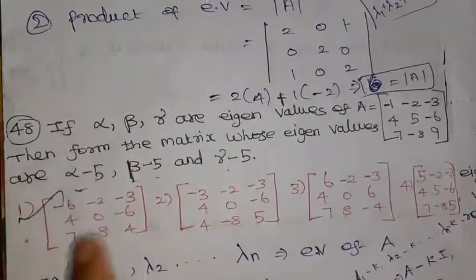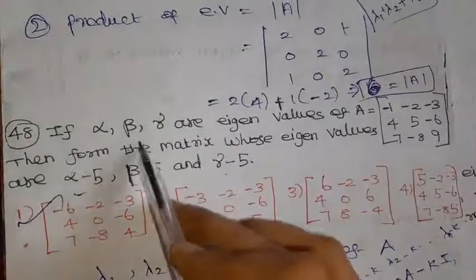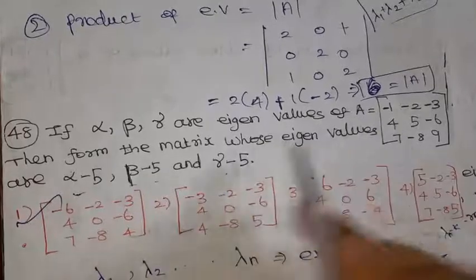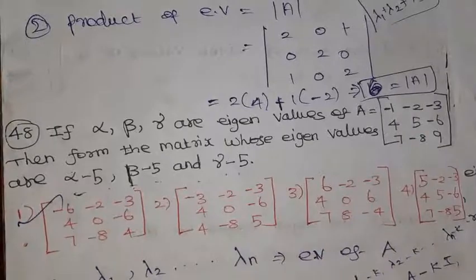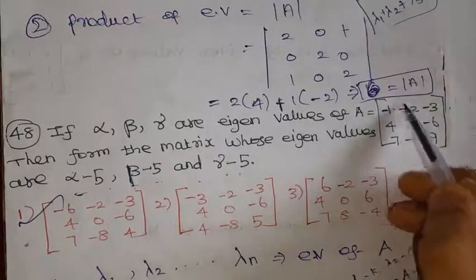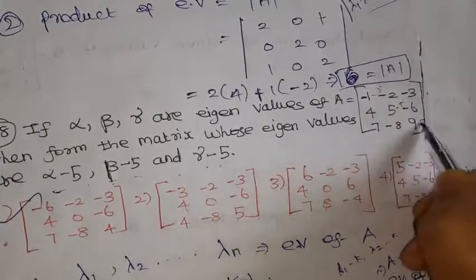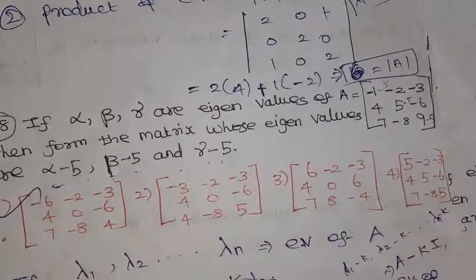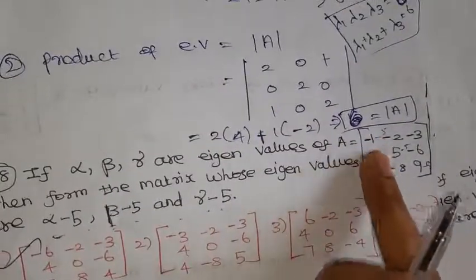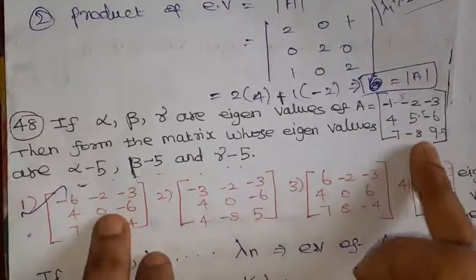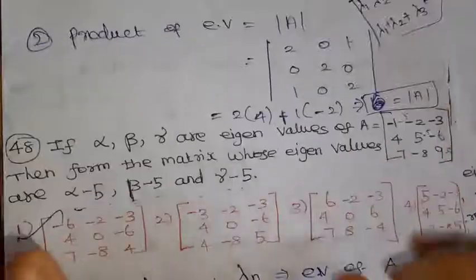So from the question itself, from the exam point of view, I am saying alpha, beta and gamma are eigenvalues of A, then alpha minus 5, beta minus 5 and gamma minus 5 are the eigenvalues of A minus 5I. A minus 5I is just subtracting 5 from the diagonal elements, because the rest of the elements will be 0 only. Just subtract: minus 1 minus 5 is minus 6, 5 minus 5 is 0, 9 minus 5 is 4. The rest of the elements just copy down from the given matrix.